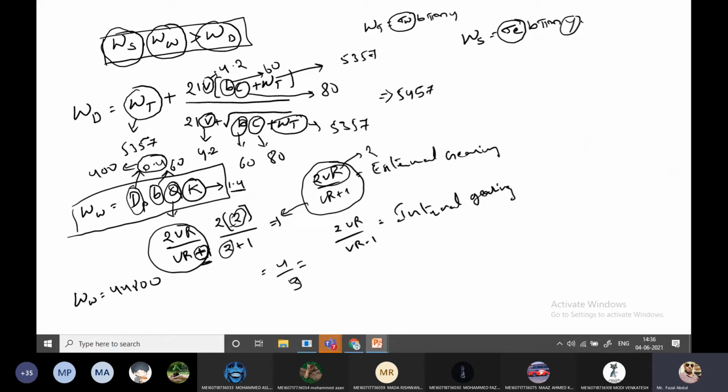So the Y value just now we got is 0.175. Now the module we got is 6, and the face width is 60. The endurance limit is not given in the question. I said one thing: when data is not given in the question, we need to assume standard values.